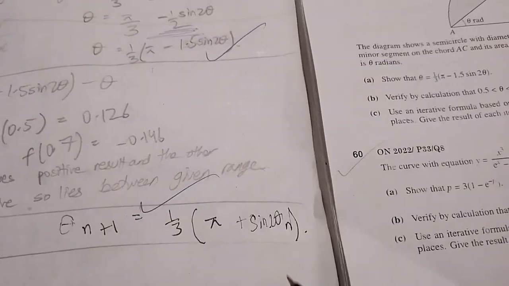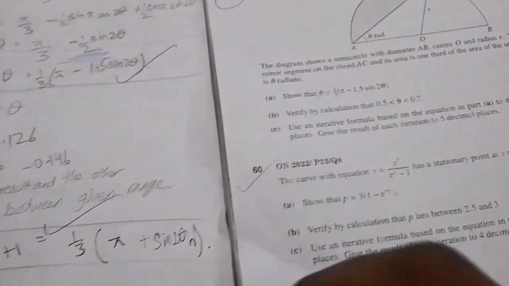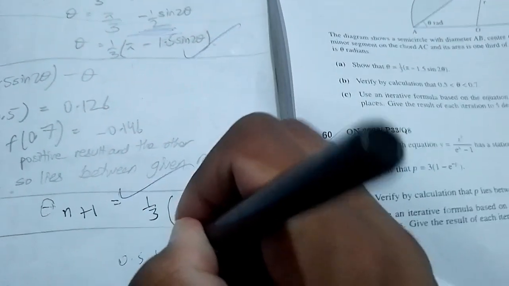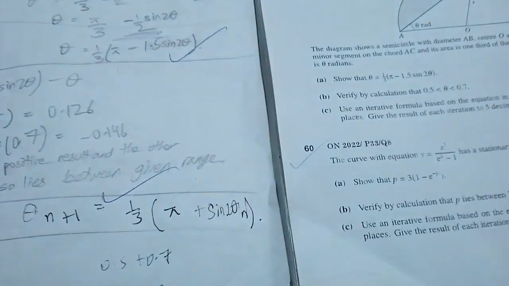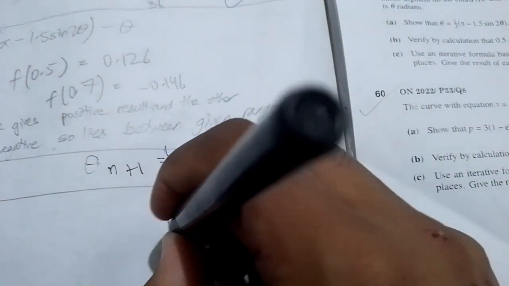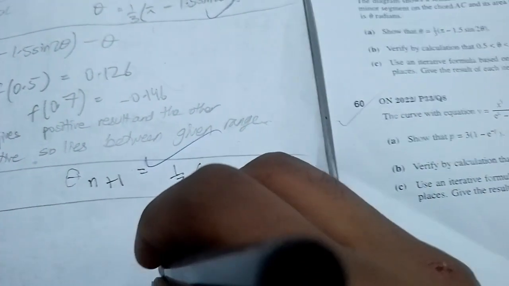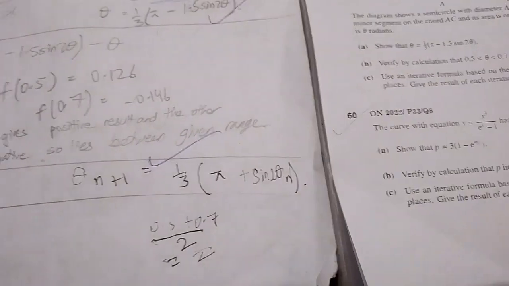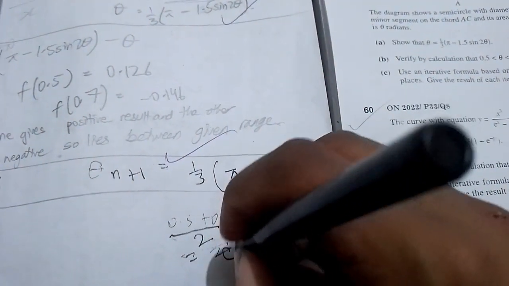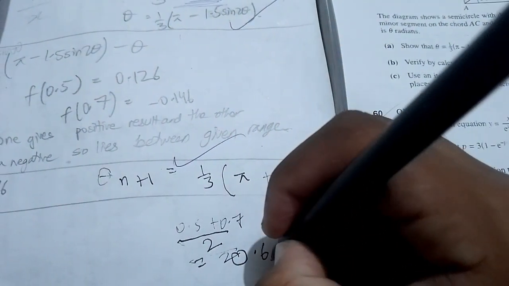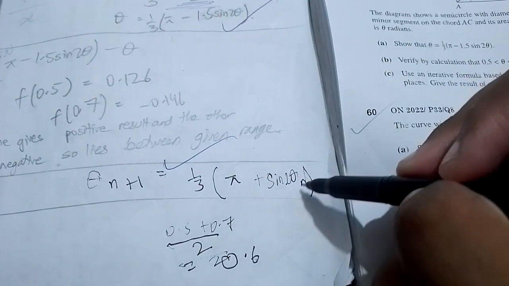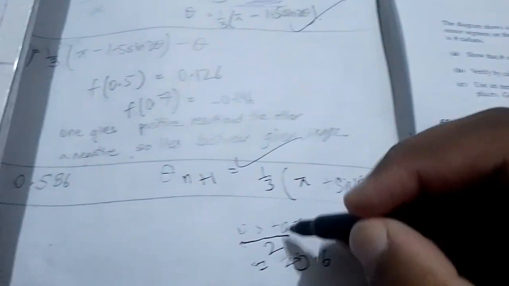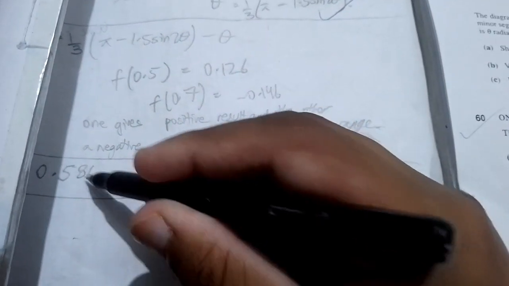Now we will put the first value as 0.5 plus 0.7 divided by 2. That will give us 0.6. Then we're going to put this value in this theta to find the second value, the third value and the fourth value, and we will get 5.86.